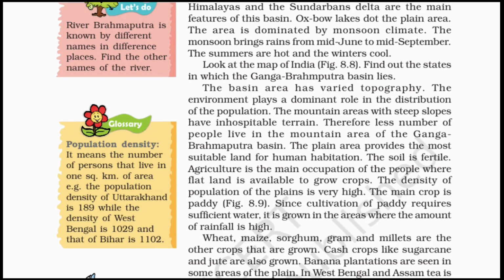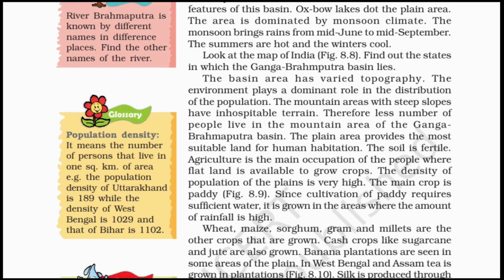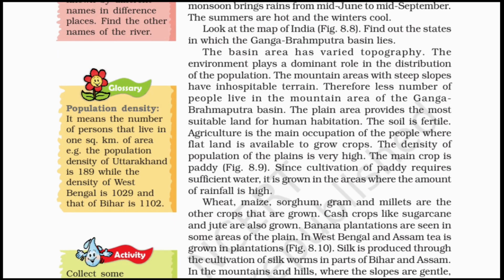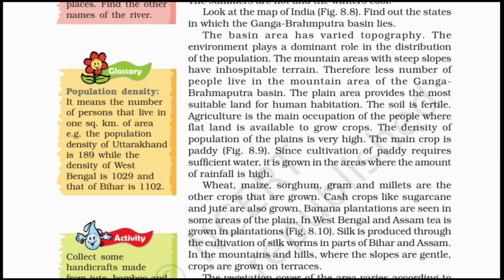The basin area has varied topography. The environment plays a dominant role in the distribution of the population. The mountain areas with steep slopes have inhospitable terrain. Therefore, a smaller number of people live in the mountain area of the Ganga-Brahmaputra basin. The plain area provides the most suitable land for human habitation. The soil is fertile. Agriculture is the main occupation of the people where flat land is available to grow crops.